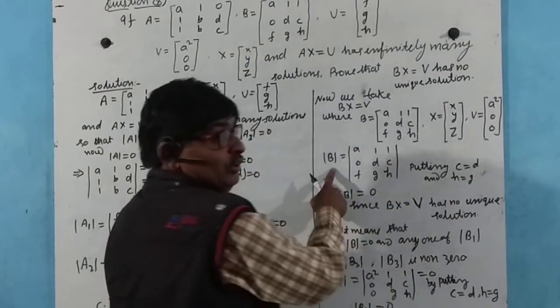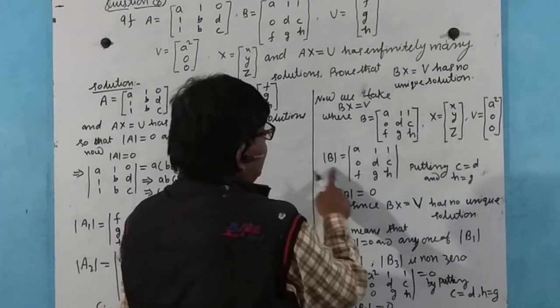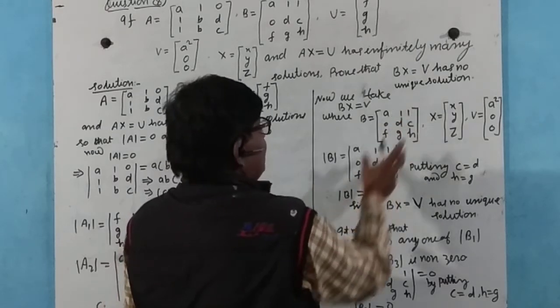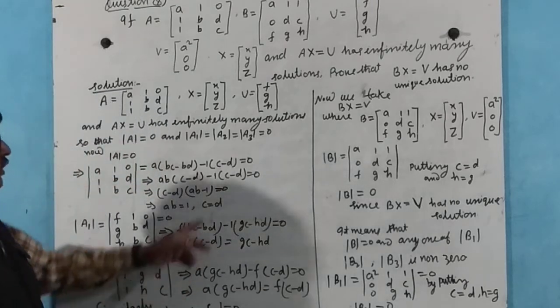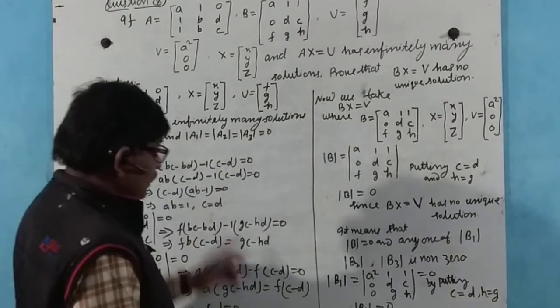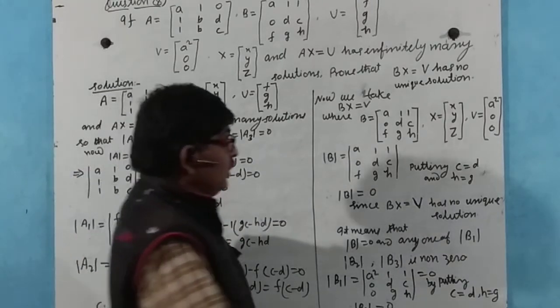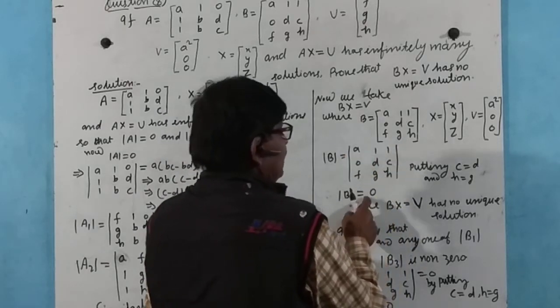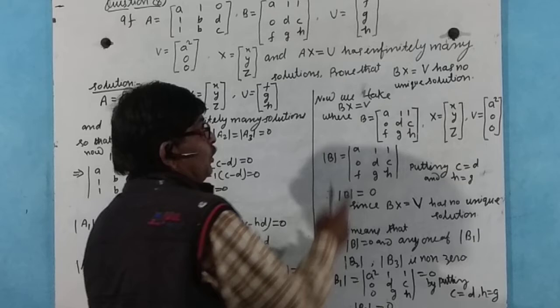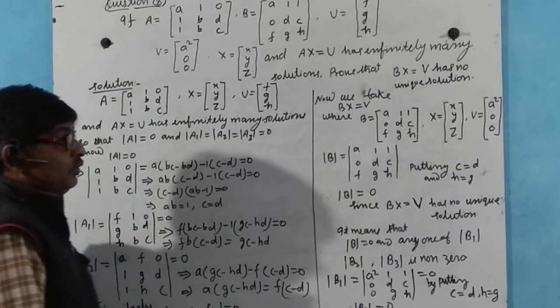Now we calculate the determinant of B, and we apply the conditions C is equal to D and H is equal to G. Here the value of this will be equal to 0. The determinant of B is equal to 0.